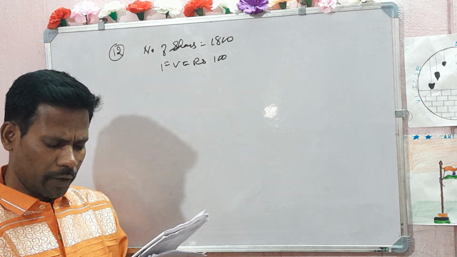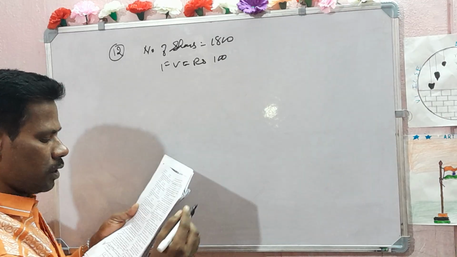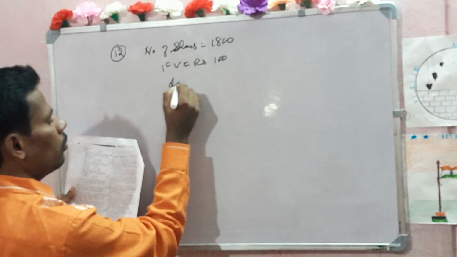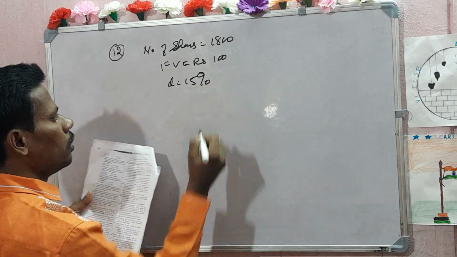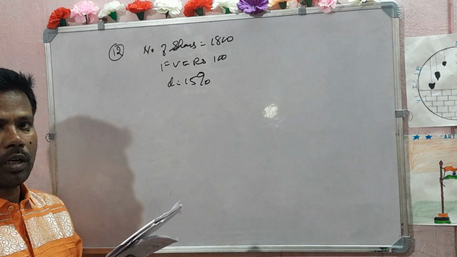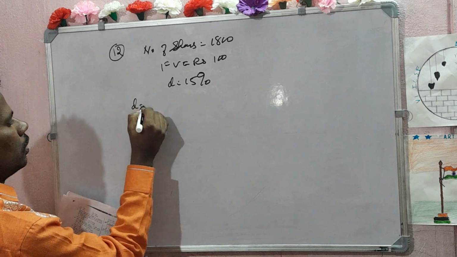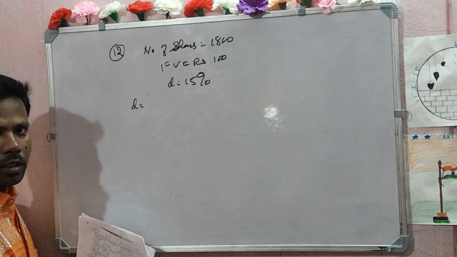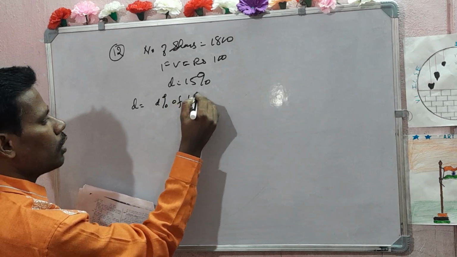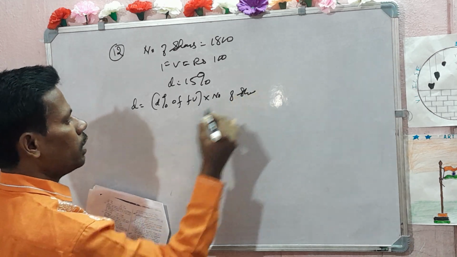The company pays 15% dividend annually, not 5%. Dividend is 15% annually. Calculate the annual dividend. Straightforward question. So simply you need to apply the formula. Dividend is equal to dividend percentage of face value into number of shares, right?